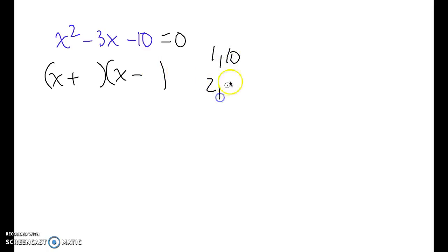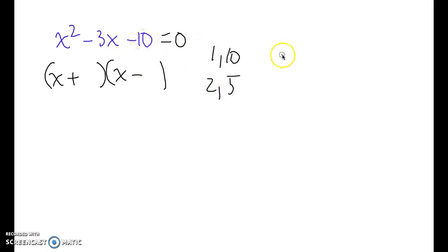Now in this situation, we have an expression that's equal to 0, x squared minus 3x minus 10 equals 0, but we have two negatives here. So if I'm multiplying together two numbers and getting a negative, that means that one's positive and one's negative. So I know right away it's going to be x plus something and x minus something. And then I need two numbers that multiply together and give me 10. So I have a couple options here. I could choose 1 and 10, or I can choose 2 and 5.